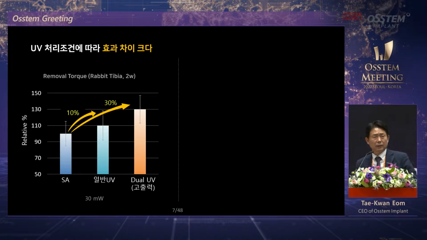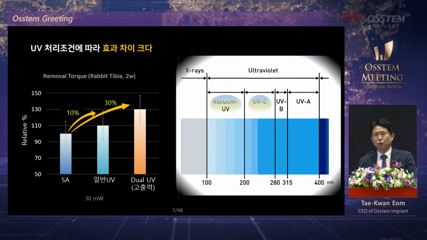The percentages are indicated. The experiment was done on rabbits. So if we are talking about big animals, the effect would be reduced and the numbers would be different in humans.